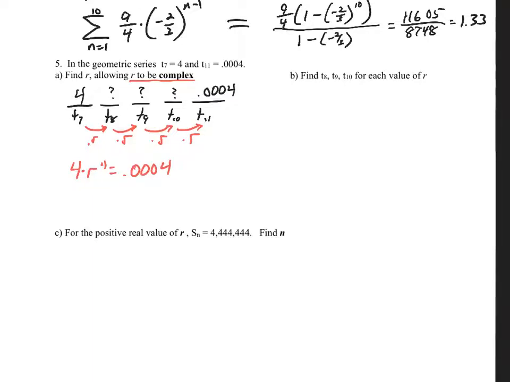Now, this is a quartic. A quartic has 4 solutions, 4 roots. And if you work this out, you will find that r to the 4th, you divide by 4, is 0.0001. That is 1 over 10,000. And that gives us these values. r would be plus or minus 1/10, and r would be plus or minus 1/10 i.